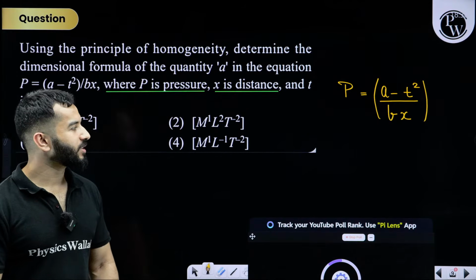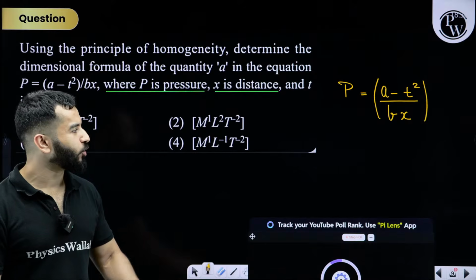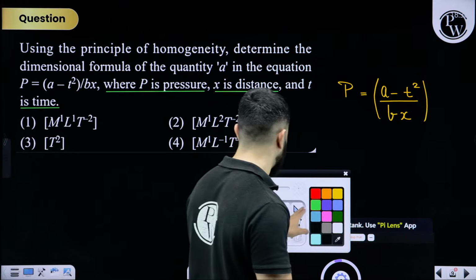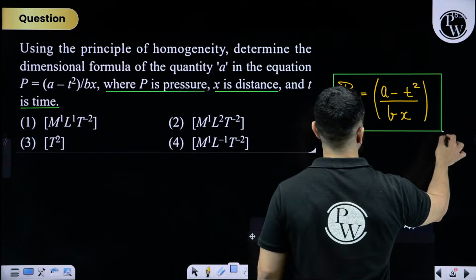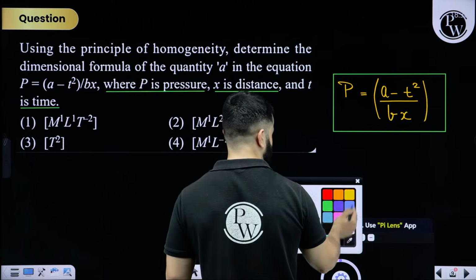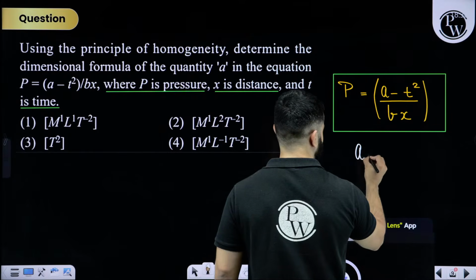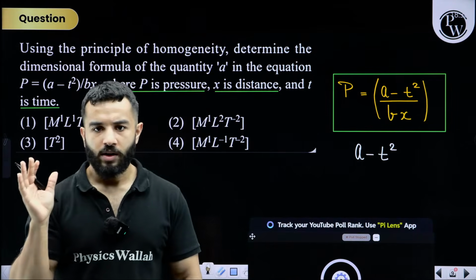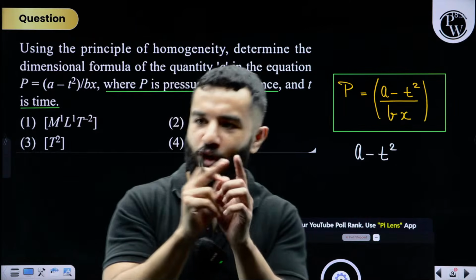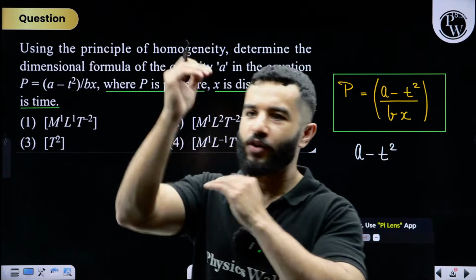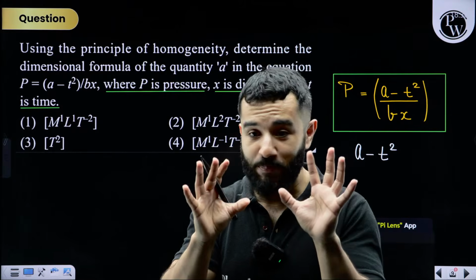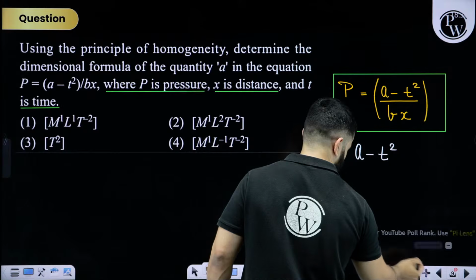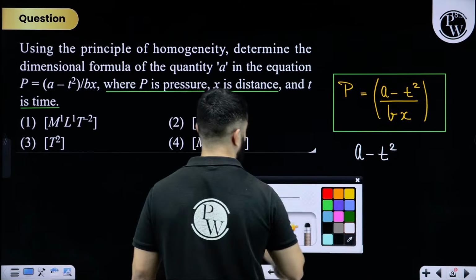Now, somebody might think, sir, we'll have to also find out B. If you ask me, I'll simply look at only one thing. I'll look at this particular point, that we are writing something like A minus T square. See, if we have multiplication of two things, or division of two things, we can't apply the principle of homogeneity. Please understand one thing. Doston, listen to me very carefully. I know you have got your answer.